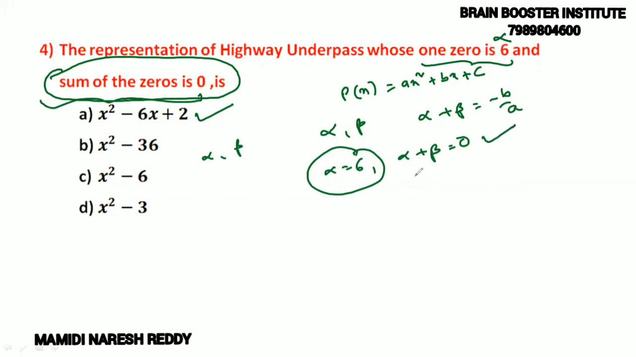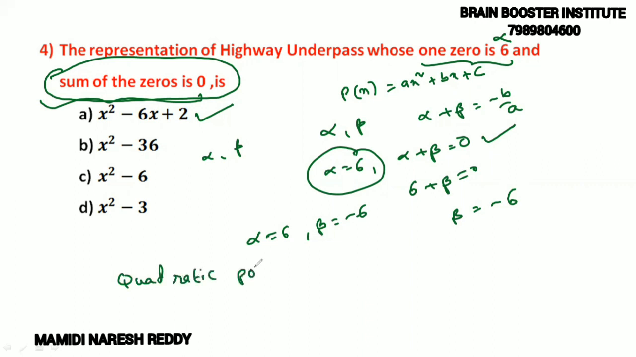Now alpha is equal to 6 here. I'm substituting 6 here. Now 6 plus beta is equal to 0. Now beta is equal to minus 6. So here we got alpha is equal to 6, already given, and beta is equal to minus 6. Now, my dear friends, we know pretty well the formula to find a quadratic polynomial whose zeros are alpha comma beta.